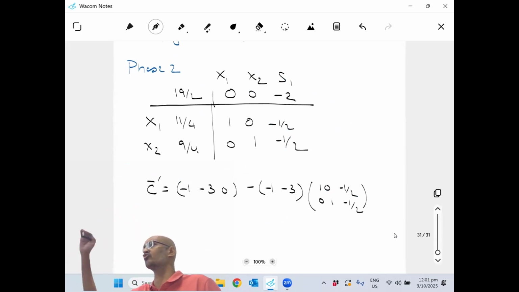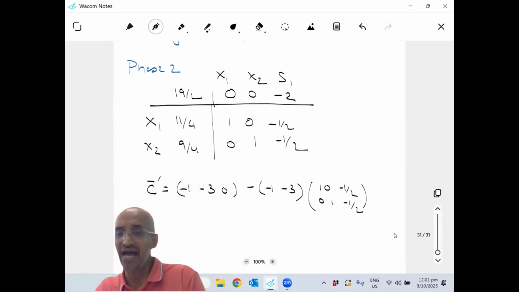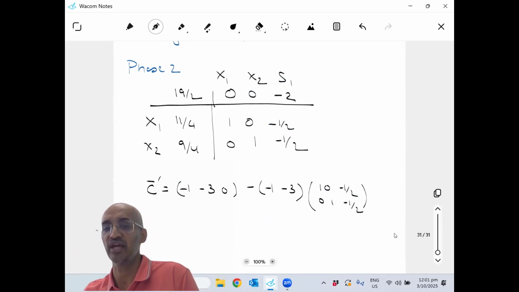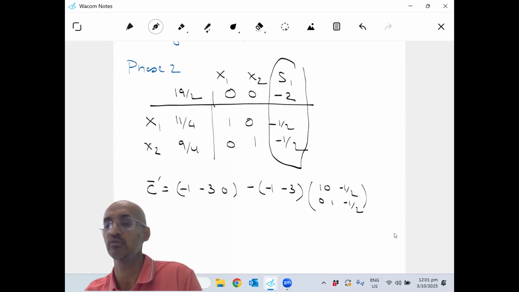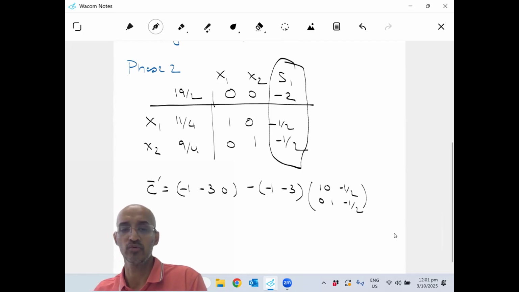So I'm just recalculating row 0 using the original cost function. And now solve this to optimality. If it's negative, bring it into the basis and repeat. Continue till you solve phase 1, then phase 2.